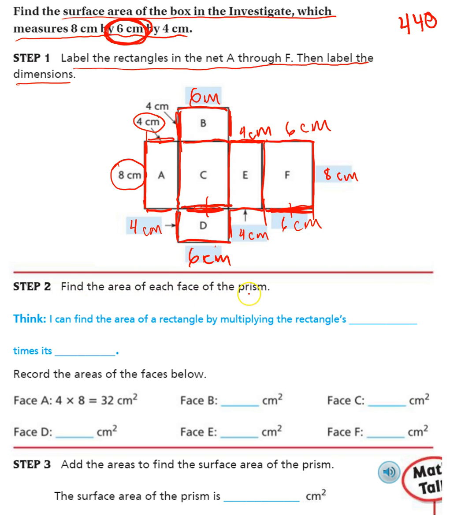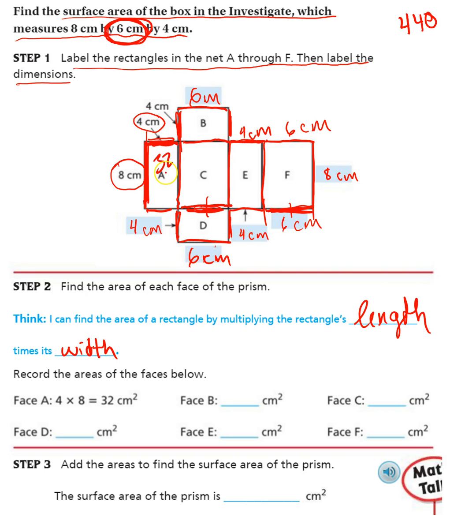Next, find the area of each face of the prism. I can find the area of a rectangle by multiplying the rectangle's length times its width. Now again, don't get too confused on length and width. You're just multiplying the two numbers. It doesn't really matter which one is the length and which one is the width. Okay. Now, they found face A for us. They said 8 times 4. This side, length times width, 8 times 4. And they said that's 32.